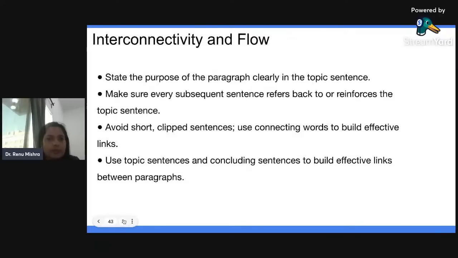Connectivity should be there, flow should be there. Use connective words, research words, research terminologies. And for this, read, read. We get to know very easily the author who is well read, because if you are well read, that reflects in your writing as well.